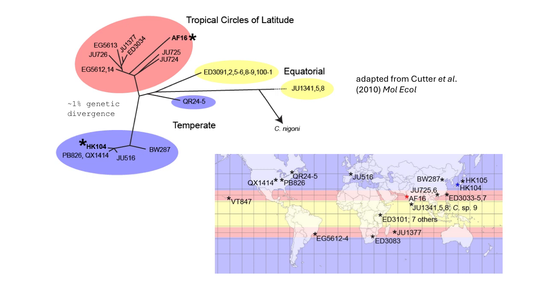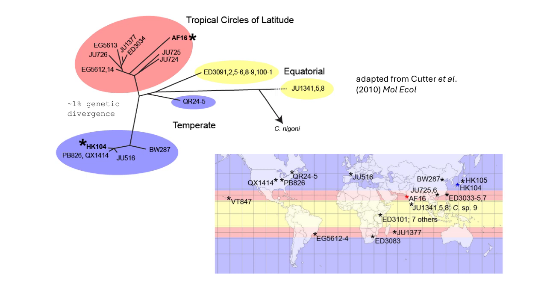that have been collected from around the world. For example, VT847 on the very far left from the Hawaiian Islands. So C. briggsae is a globally distributed species like C. elegans, but its phylogeny is quite different from C. elegans.